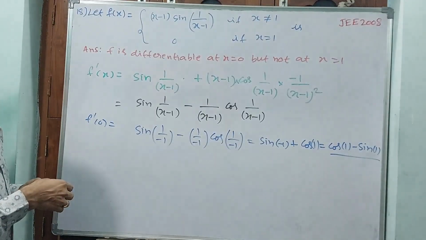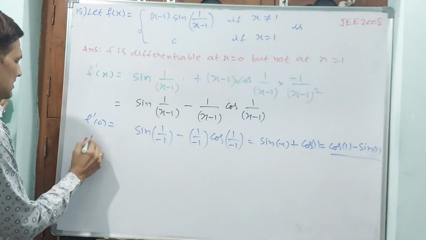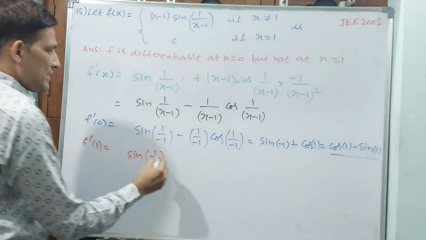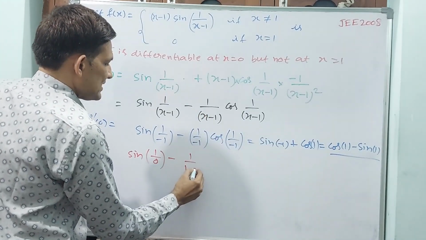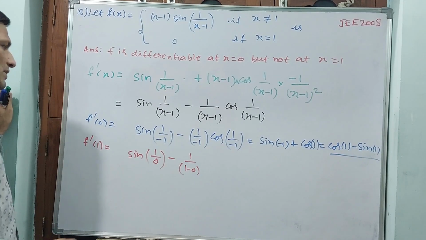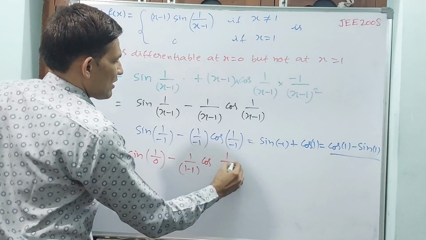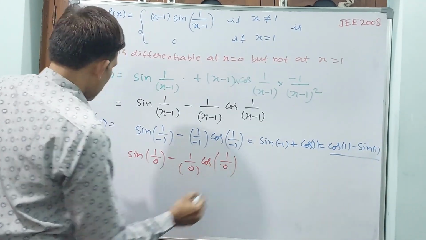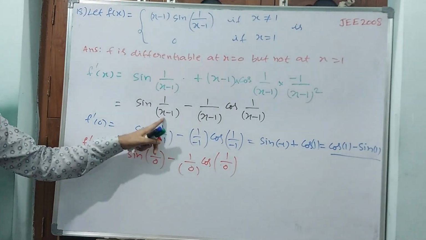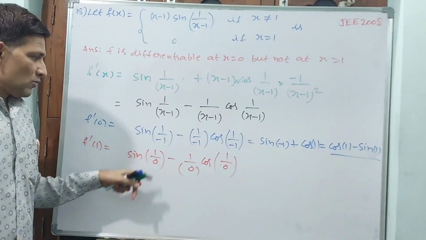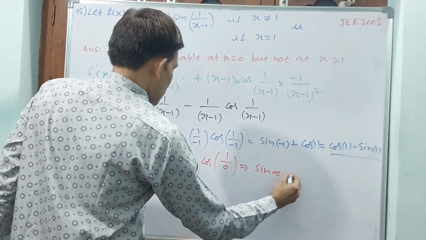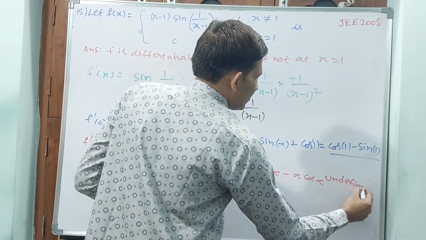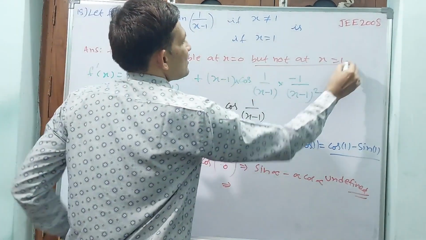Now we will see what we can say at 1, f'(1). You see, sin(1/(1 − 1)), minus 1/(1 − 1), cos(1/(1 − 1)). Why are we substituting 1? 1 − 1 means the denominator is 0, which implies sin(infinity) minus infinity times cos(infinity), or else we can say undefined. So finally we can say it is non-differentiable at x = 1.